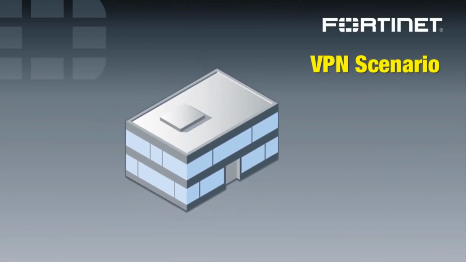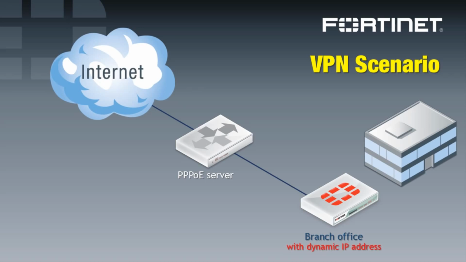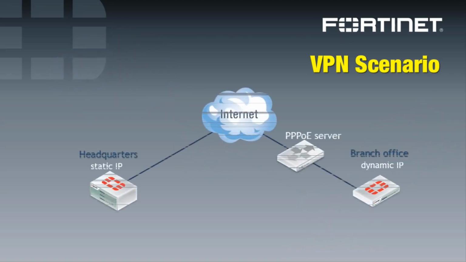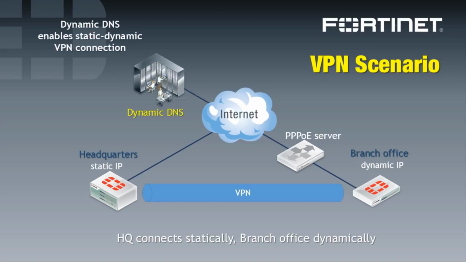Branch or home office locations often access the Internet over PPPoE connections that provide dynamic IP addresses. To configure a VPN connection between servers where one site has a static IP address and the other a dynamically assigned one, you can use Fortinet's dynamic DNS feature.